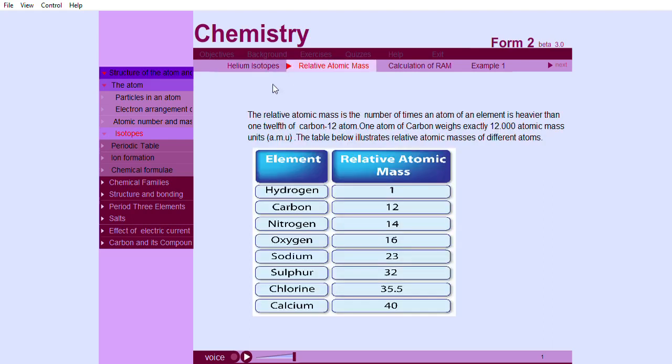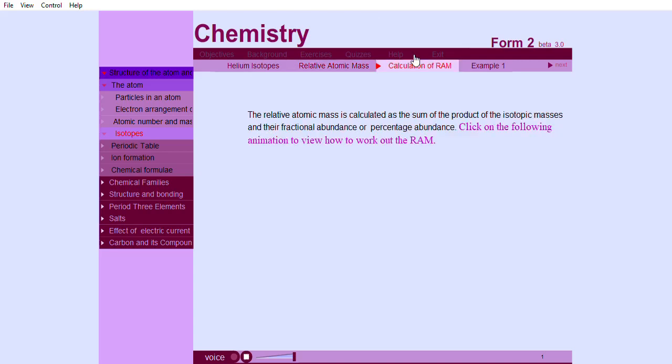The relative atomic mass is the number of times an atom of an element is heavier than 1/12 of a carbon-12 atom. 1 atom of carbon weighs exactly 12.000 atomic mass units, or AMU. The table below illustrates relative atomic masses of different atoms. The relative atomic mass is calculated as the sum of the product of the isotopic masses and their fractional abundance or percentage abundance.